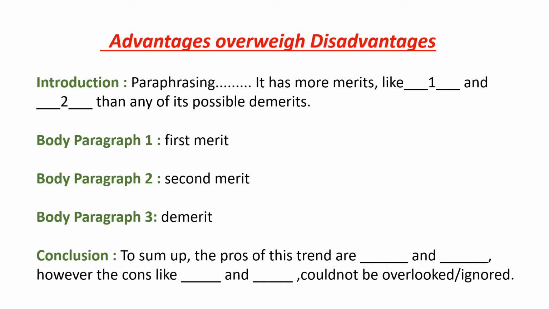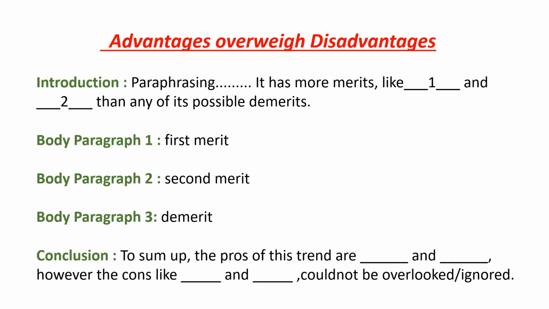Now, in body paragraph 1, you have to explain your first merit. In body paragraph 2, you have to explain your second merit. And in body paragraph 3, you have to explain your demerit. It is almost similar to the to what extent do you agree or disagree essay, that is the 70-30% essay.